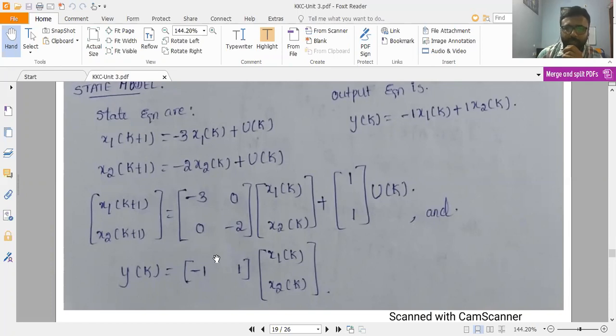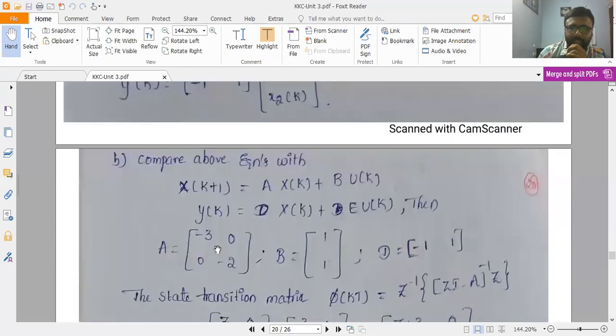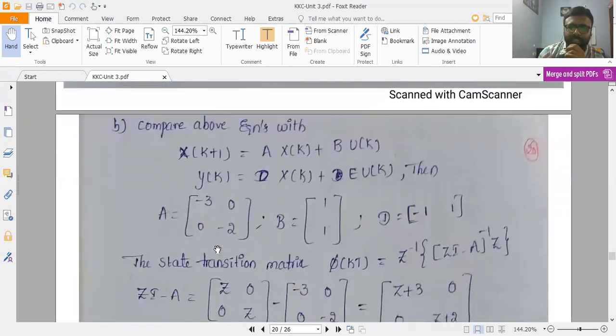First statement of the problem. So in this one, we are able to observe the matrix A. For this particular matrix, we have to find out the state transition matrix. This is the matrix here.